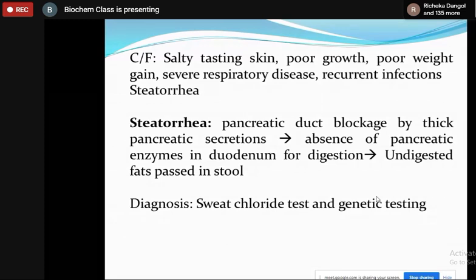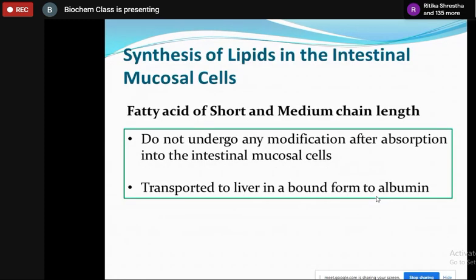Diagnosis is sweat chloride test and genetic testing. When you do the sweat chloride test, you can see that the sodium content of the sweat is very high. So, okay, that is the absorption of the dietary lipids.